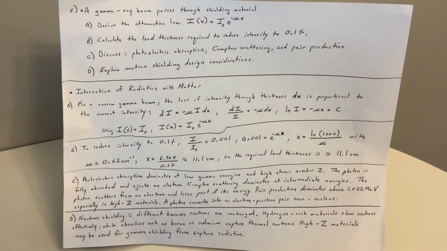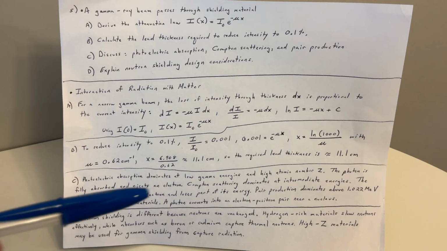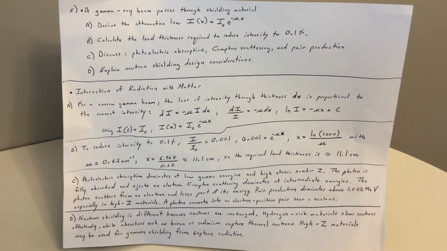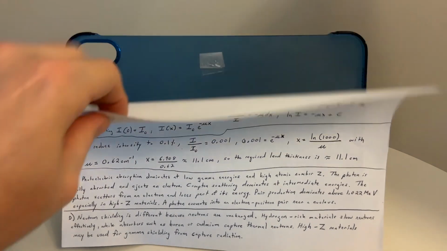Letter D, explain neutron shielding design considerations. Neutron shielding is different because neutrons are uncharged. Hydrogen-rich materials slow neutrons effectively, while absorbers such as boron and cadmium capture thermal neutrons. High Z materials may be used for gamma shielding from capture radiation. Okay, so that's number 5. Let's move along to number 6.